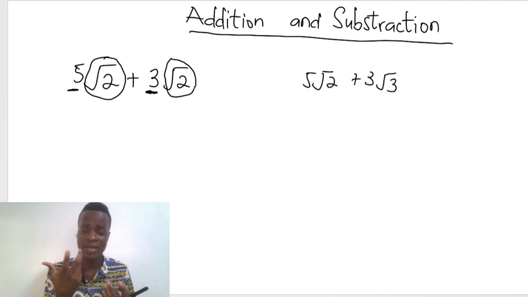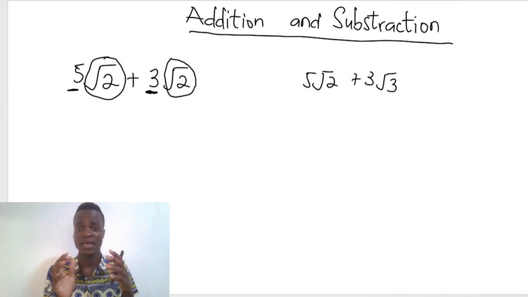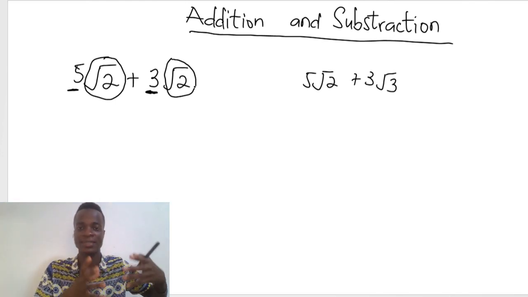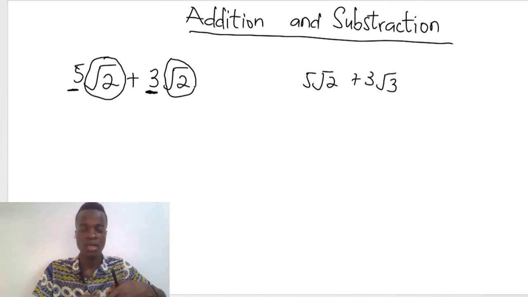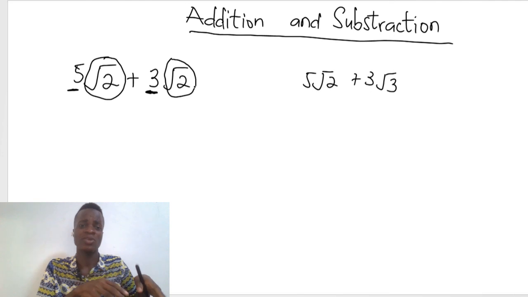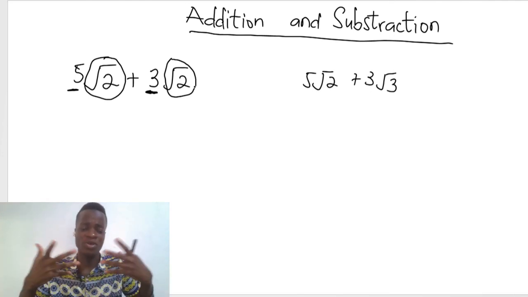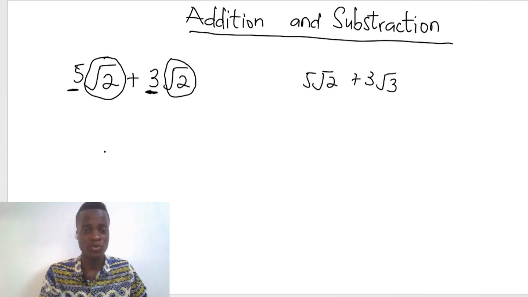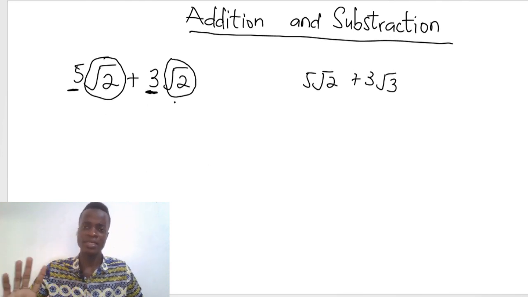So basically, if you are doing addition or subtraction of surds, it's those that are outside their square roots that do the actual addition. But before that addition can occur, even among them, you have to make sure that those under the square roots are the same before they can interact among themselves. So how do you do that? Here you have root 2 and root 2. They are the same, right?